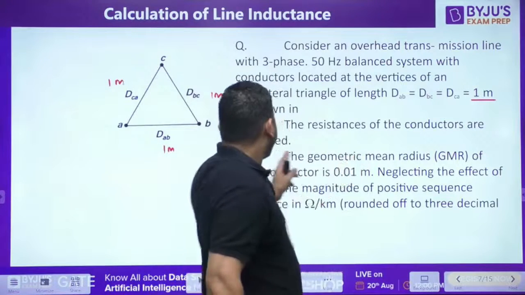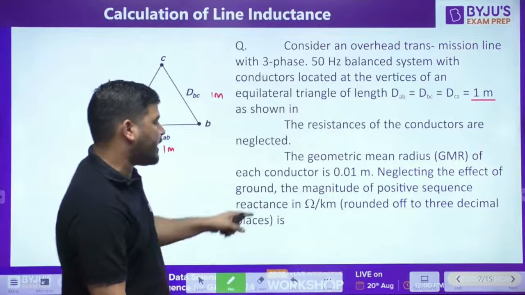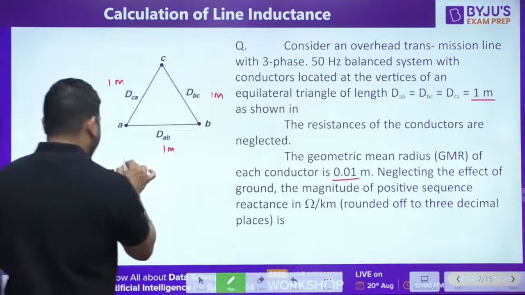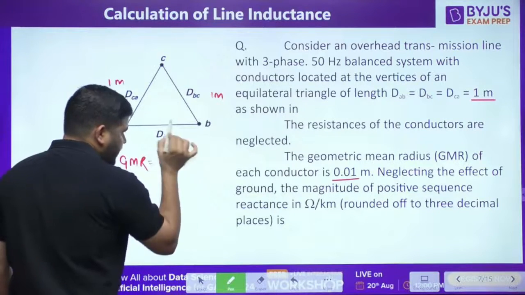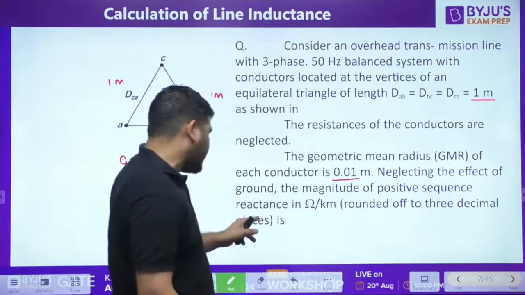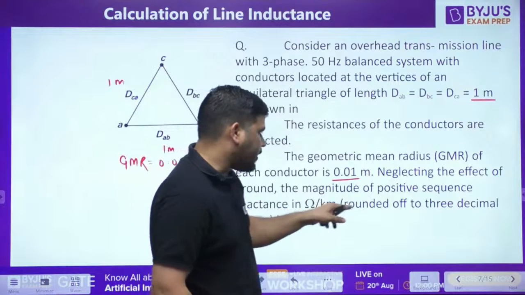The resistance of the conductors is neglected, so the conductor has only reactance. The geometric mean radius of each conductor, GMR, is given as 0.01. Neglect the effect of the ground. Find the magnitude of the positive sequence reactance in ohm per kilometer.